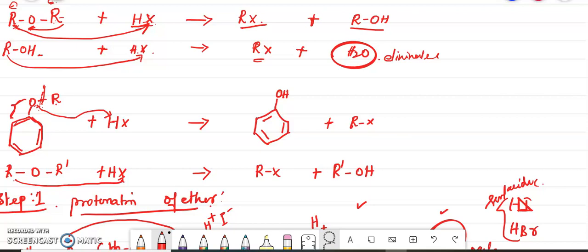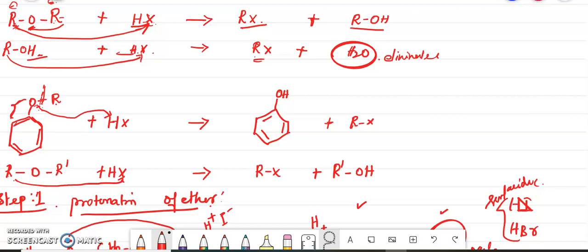Again the excess hydrogen halide is added to the product, that is, to the alcohol. What happened? The alkyl group is again attached to the halide, so we get the alkyl halide, and the remaining part is eliminated as water. H2O is eliminated here.